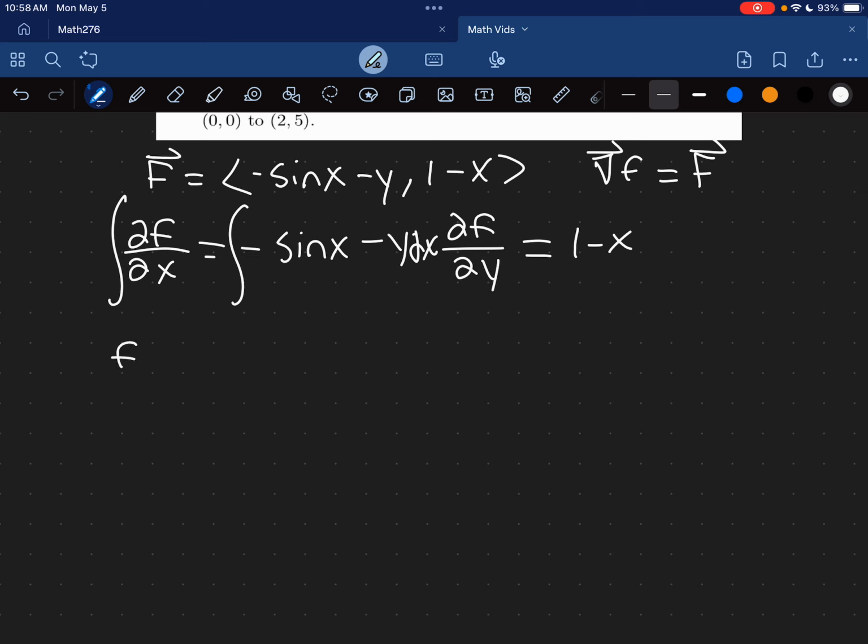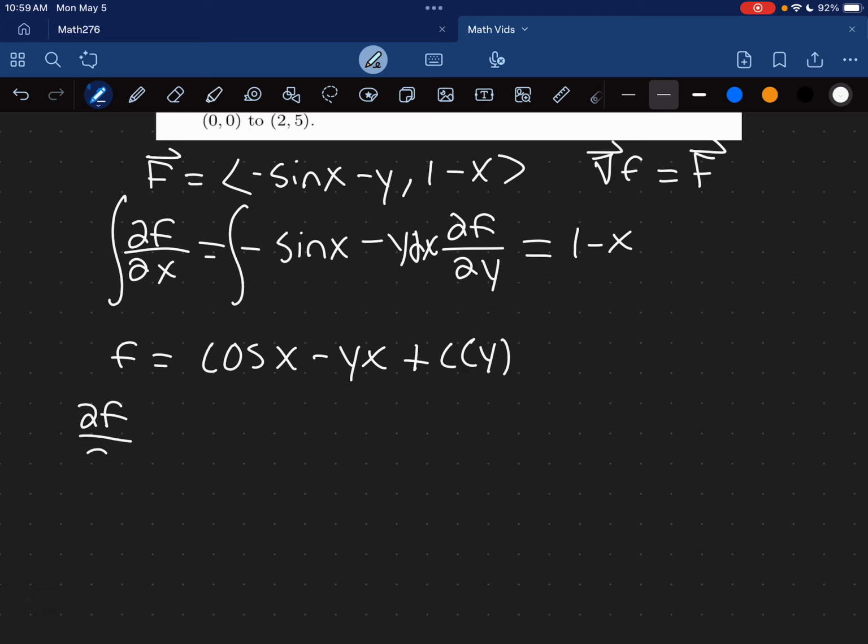Okay, so this just becomes little f, and the integral of sine is negative cosine, but the negative cancels, so we get cosine x minus yx, because y is a constant, plus some constant. But here's where it changes: it's not a plus c, but a c of y. Note we have our potential function started, and now we need to take the partial derivative of this with respect to y.